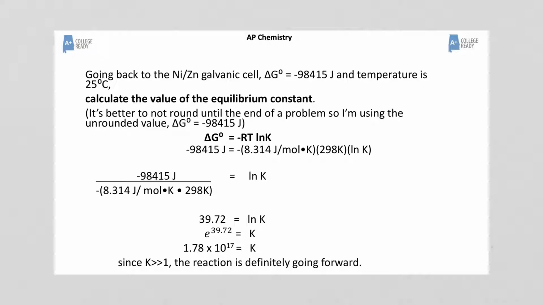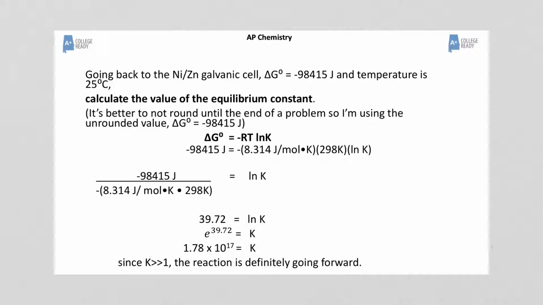So again, if we go back to that example from before, here is the unrounded value we had for delta G. The temperature would have to be given, and it would be standard lab temperature of 25 degrees Celsius. And you would be asked to calculate the value of the equilibrium constant. We don't want to use unrounded numbers. It just introduces a lot of error. So notice I have the unrounded number. Here's my R value. My 25 degrees Celsius must be in Kelvin. And then we've got the natural log of K.